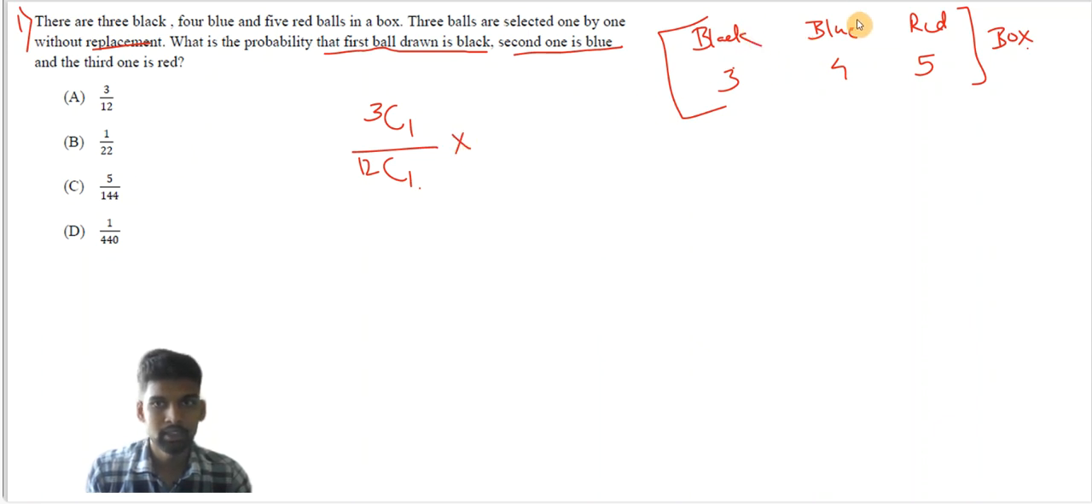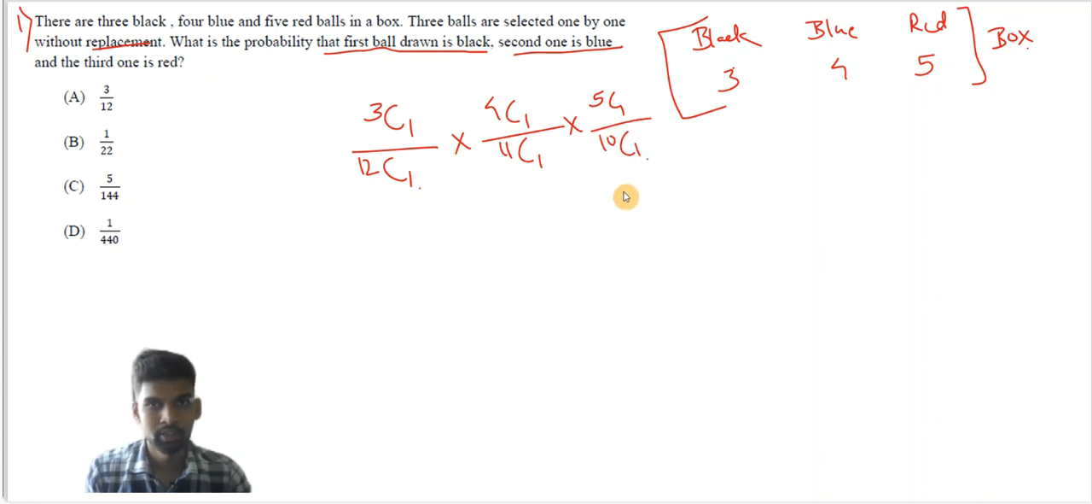Similarly, in the second draw, we are selecting a blue ball. So it is 4C1, and one ball we have already selected, so 11 balls are remaining. So it is 11C1. Similarly, for red, it is 5C1, and 2 balls we have already selected, so only 10 balls are left. So this is the probability that we are calculating.